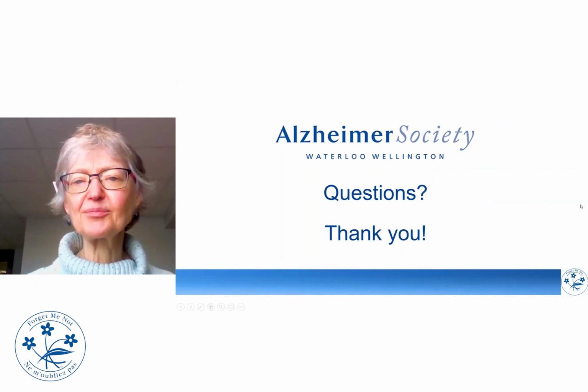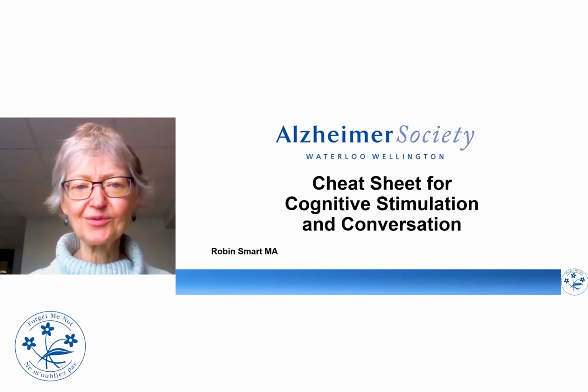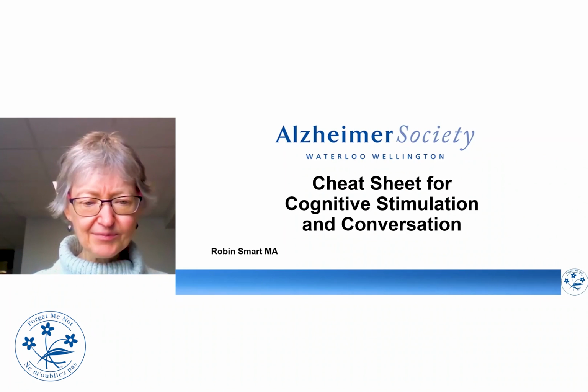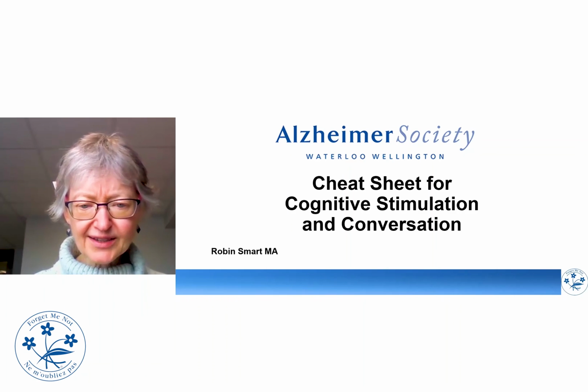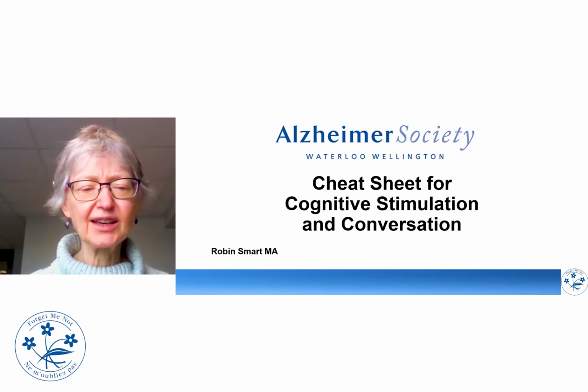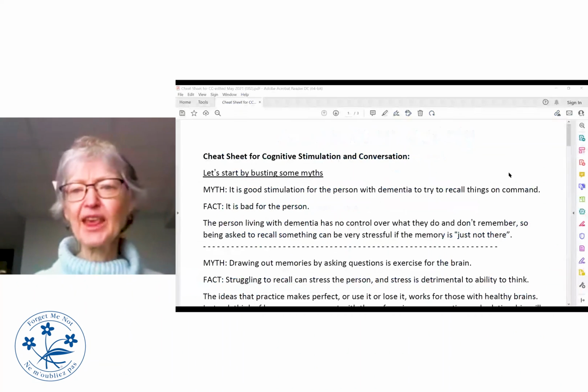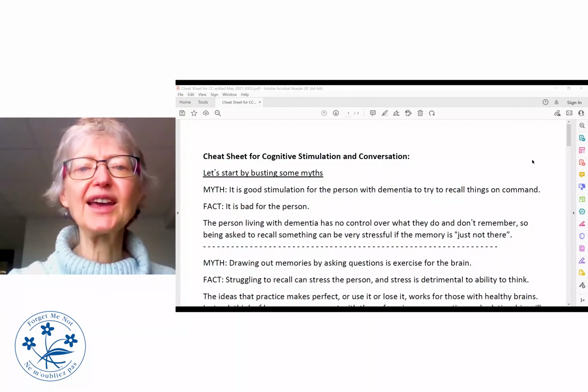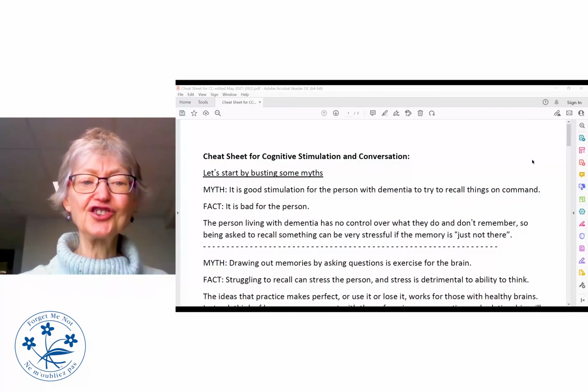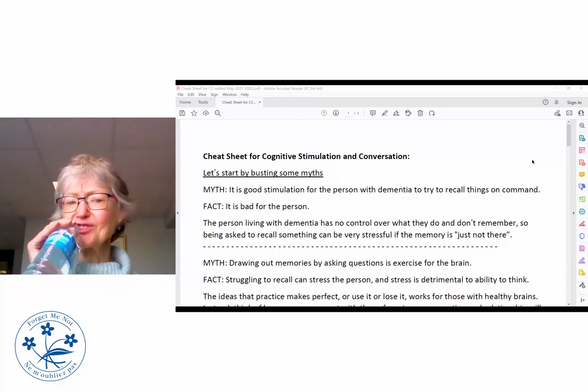And I just want to bring up the cheat sheet and go through that together. So I'm going to stop that. Pete, was there anything in the box before I go on? Any chat came up? No, perfect. Okay. Let me get the cheat sheet out here. So this is the sheet that we handed out to you. It's called the cheat sheet for cognitive stimulation and conversation.